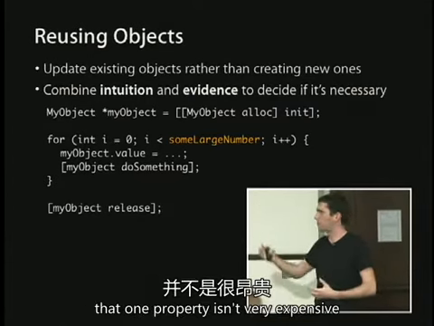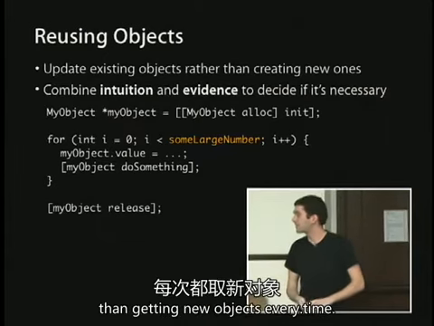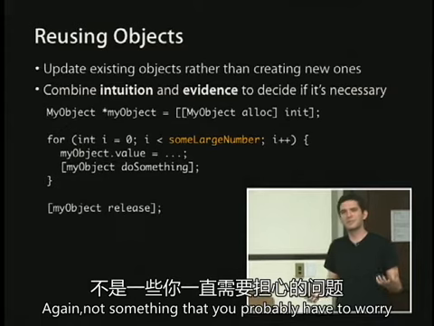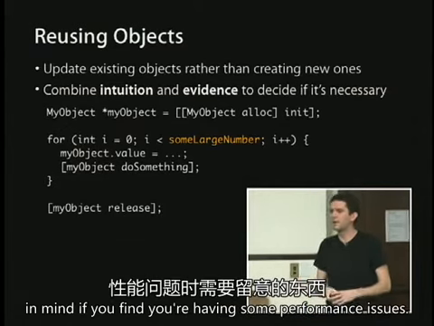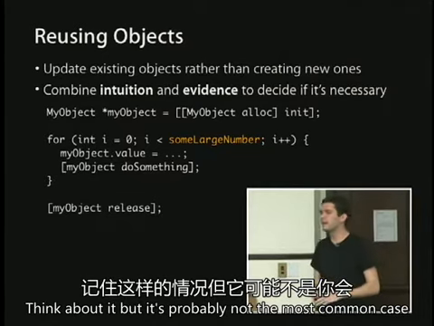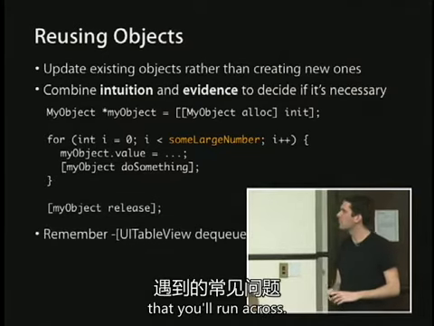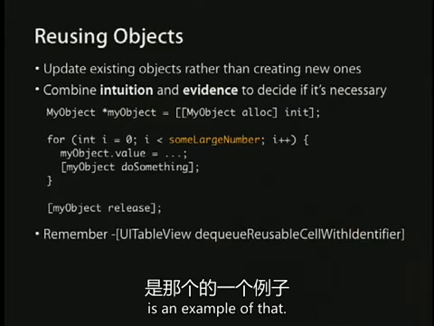Because maybe setting that one property isn't very expensive, and you can just change that rather than getting new objects every time. Again, not something that you probably have to worry about all the time, just something to keep in mind if you find you're having some performance issues. Think about it, but it's probably not the most common case that you'll run across. And dequeueReusableCellWithIdentifier is an example of that.